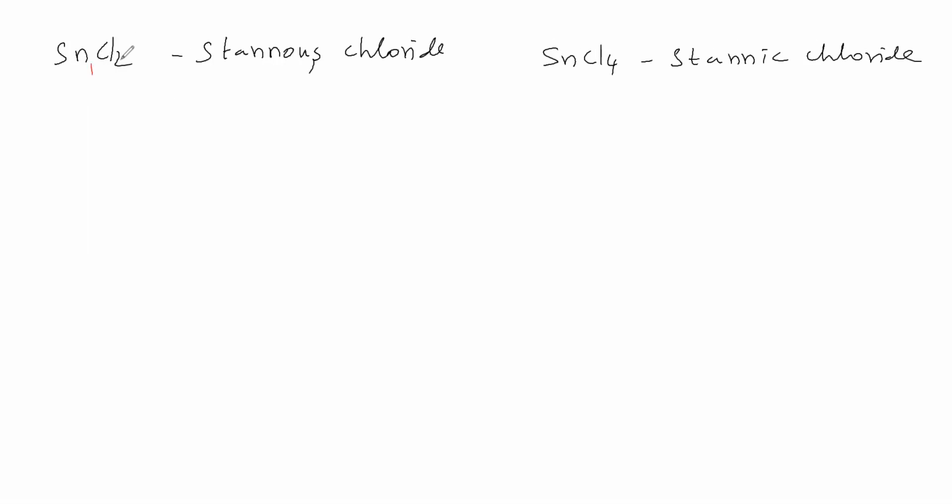Here 1 we will take here, 2 we will take here. So Sn gets charge 2 plus, and Cl gets charge 1 minus. This 1 goes to Cl, therefore Cl is minus 1, and 2 goes to Sn, so Sn is plus 2. Generally the cation is written first, the anion next. Here the Sn charge is plus 2.